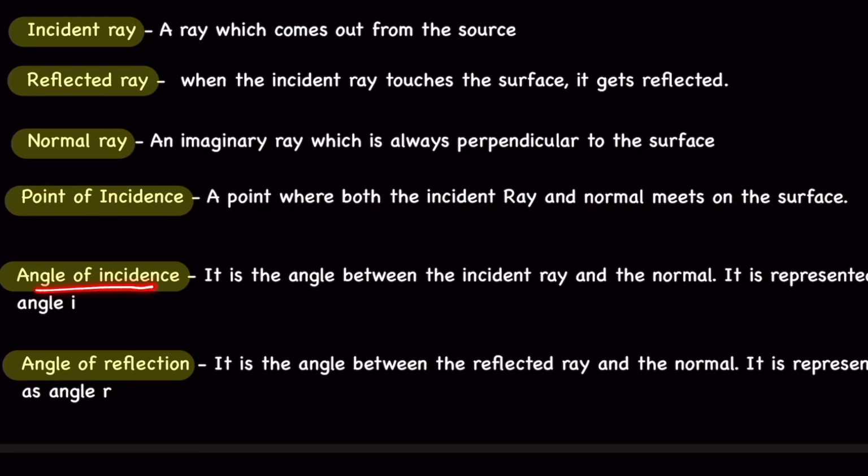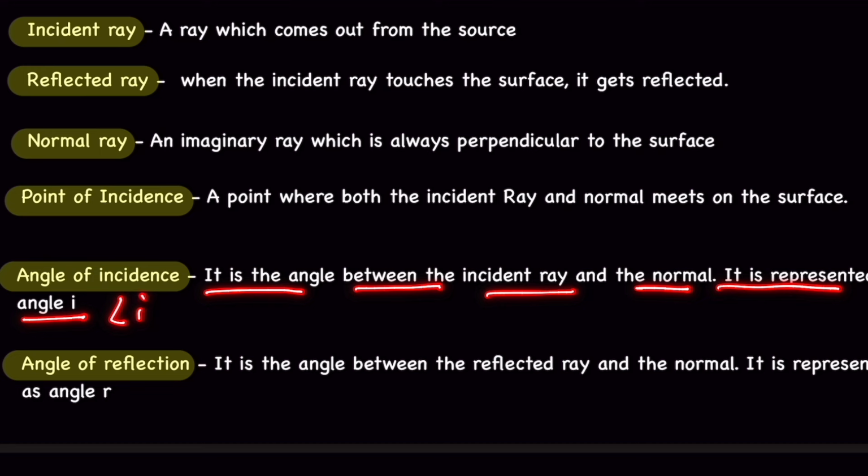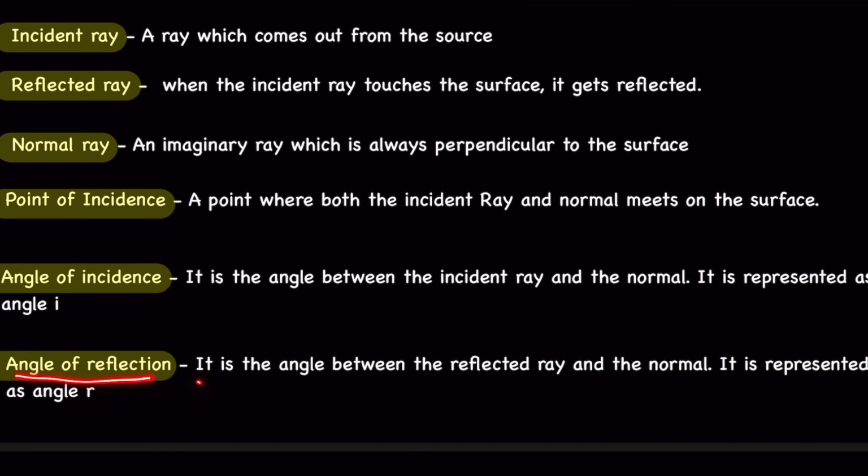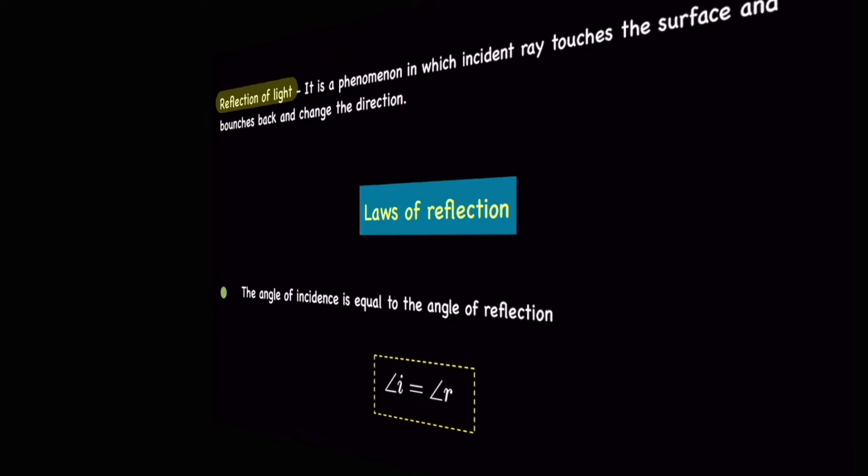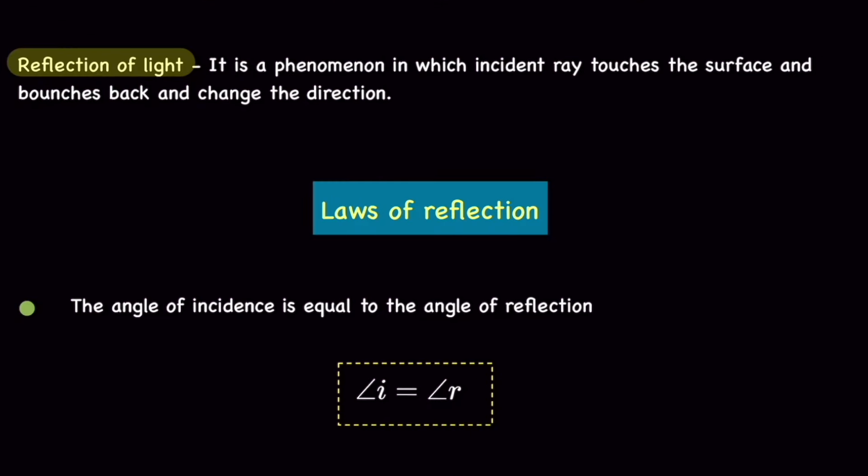Angle of incidence: it is the angle between the incident ray and the normal. It is represented as angle I. Angle of reflection: it is the angle between the reflected ray and the normal. It is represented as angle R. Now we will study the reflection of light.